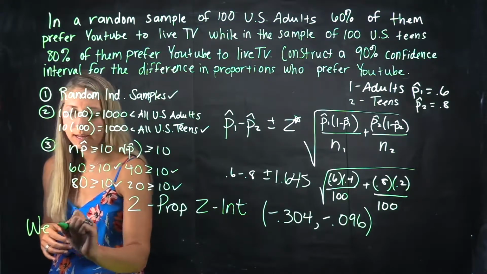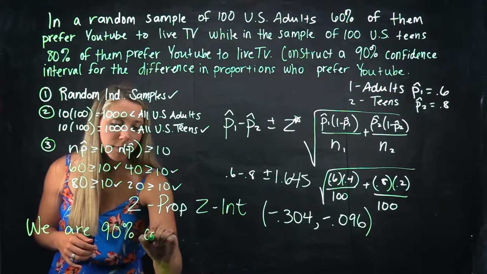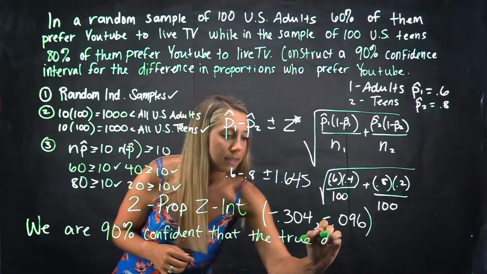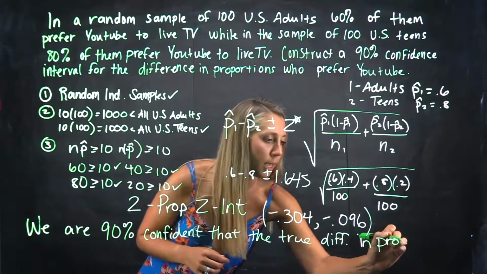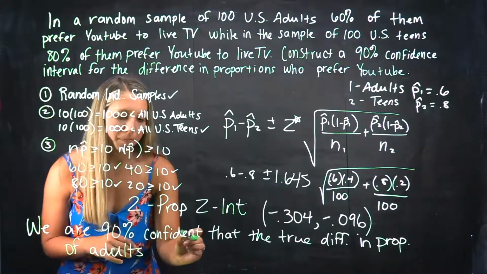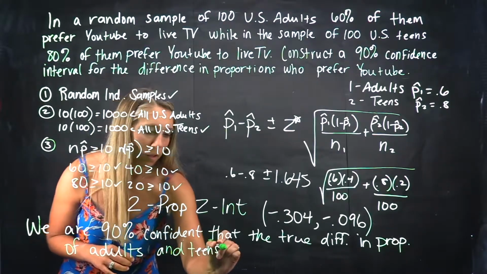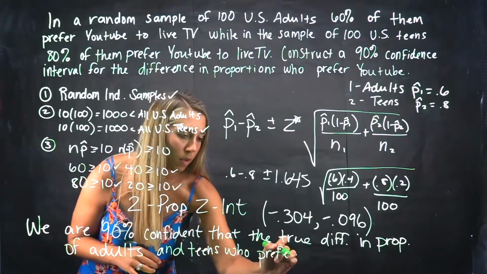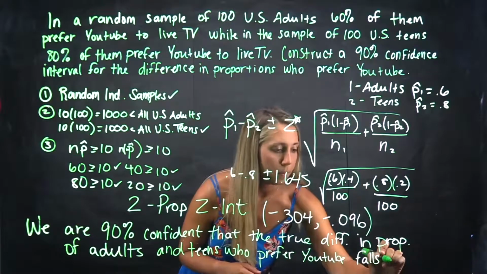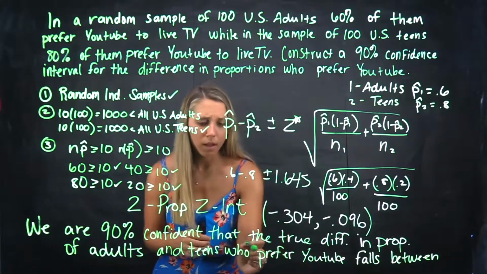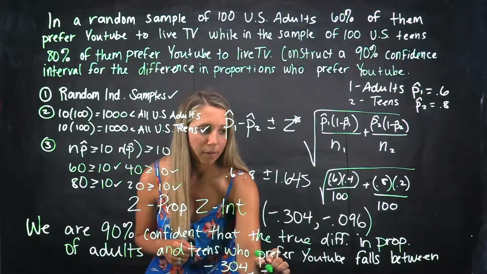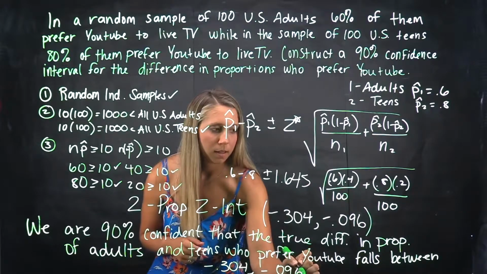Our last step in any confidence interval problem is to make sure that we interpret the interval. So we are going to do that now. We are 90% confident that the true difference in proportion of adults and teens who prefer live TV falls between negative 30%, so negative 0.304 and negative 0.096. And there you have it.